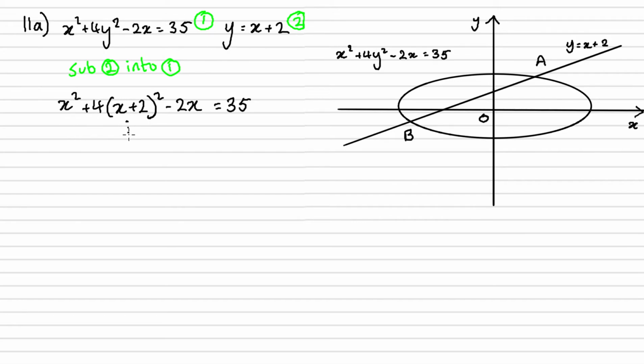and you should find that once you do that, you should get a quadratic: 5x squared plus 14x minus 19 equals 0. Okay, so all I've done here is I've expanded this bracket, collected all the x squared terms, collected all the x terms, and I've subtracted 35 from both sides of the equation, and you should find that you get a quadratic just like mine.